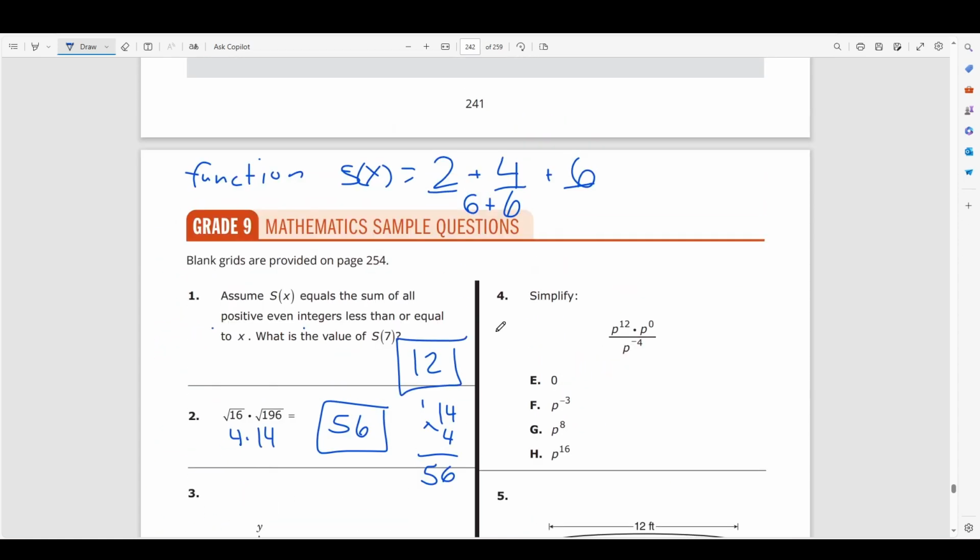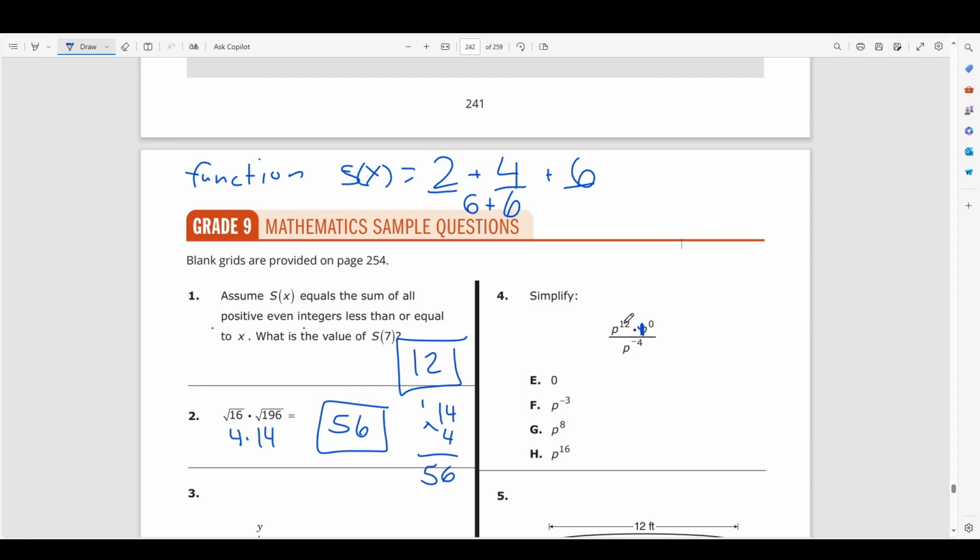Moving on to number 4, it asks us to simplify p to the 12 times p to the 0 divided by p to the negative 4, right? So for this, we need to remember some of our exponent rules. The first one we need to know is that any number raised to the power of 0 is equal to 1. 3 to the power of 0 is equal to 1. 4 to the power of 0 is equal to 1. Even if you have a mystery number p, even if you have a variable there, it's still going to equal 1 when you raise it to the power of 0. So p to the power of 0 is 1. So we could rewrite that as 1.